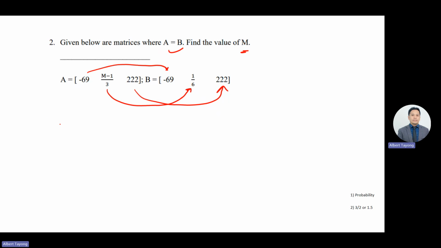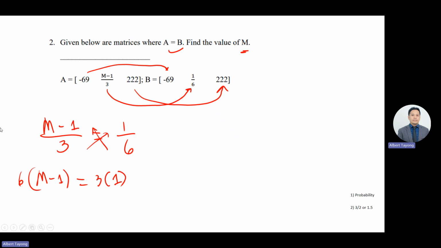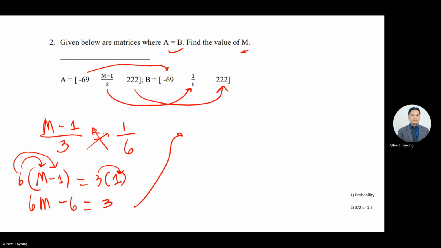Now to find the value of M, we have to equate M minus 1 over 3 equals 1 over 6. So what we're going to do is basically cross multiply. So M minus 1 times 6 equals 3 times 1. So this is 6 times M, 6M, and 6 times negative 1, negative 6, equals 3 times 1, which is 3. And 6M equals 3 plus 6.